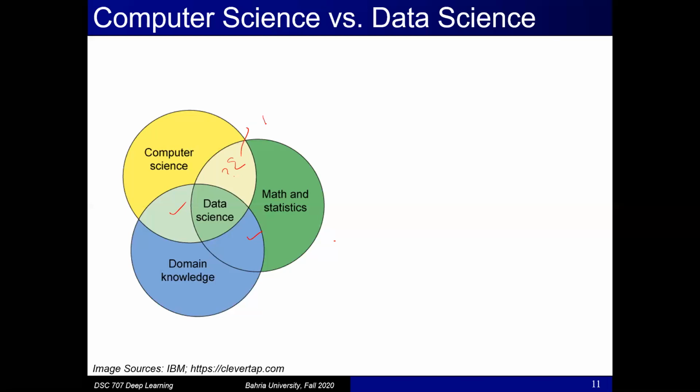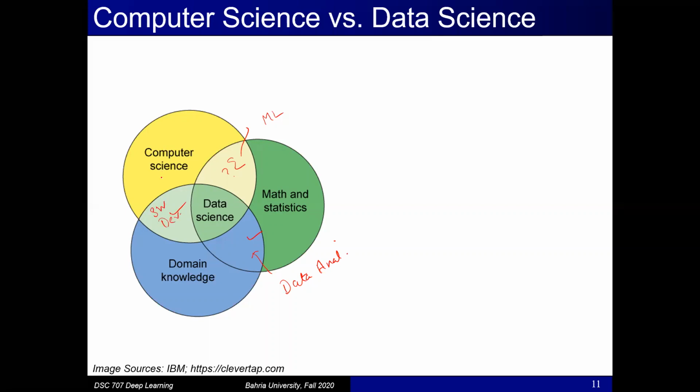So maybe we can call it machine learning, right? It makes sense. And then if we are talking about mathematics and domain knowledge, then this is something that you would commonly call maybe data analytics, right? And if we talk about this part, computer science applied to some domain knowledge, then this is like traditional software development, right?